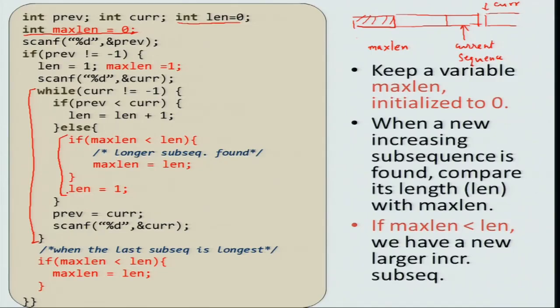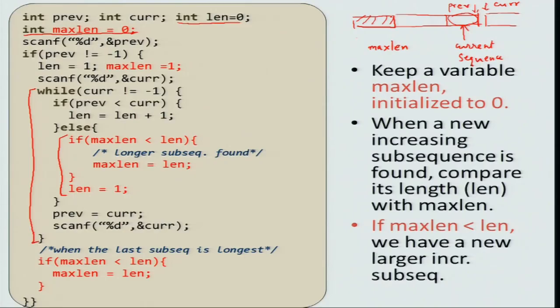So, we have decided to start a new sequence. That is because the current sequence's last number is greater than or equal to the current number. So, here is previous and this is current. We are deciding to start a new sequence. What we need to see is whether this sequence is longer than the previously known maximum length.